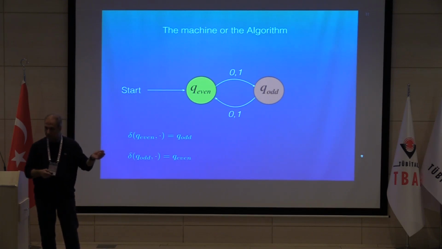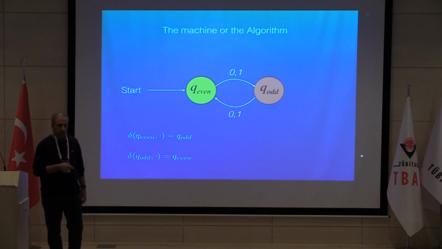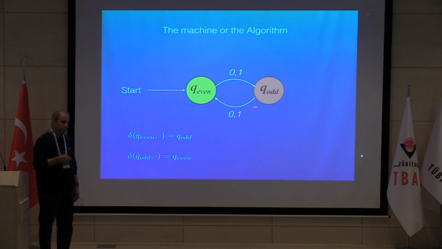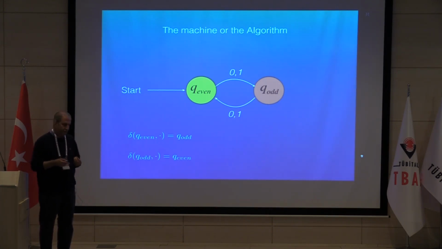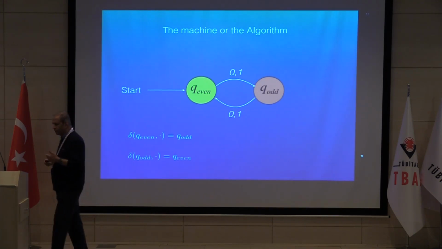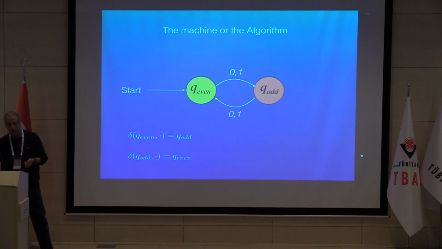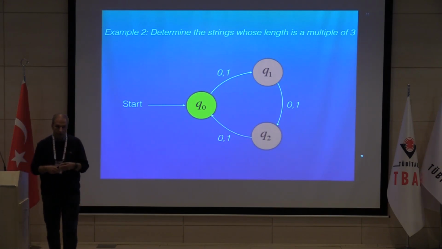You give the string to this machine. It loops around, and starts somewhere. At the final stage, if the lamp is green, you will tell that the string length is even. If it's red, you say that this string has been rejected. The length of the string is odd. And then you can go on and design different algorithms and solve more complicated problems.